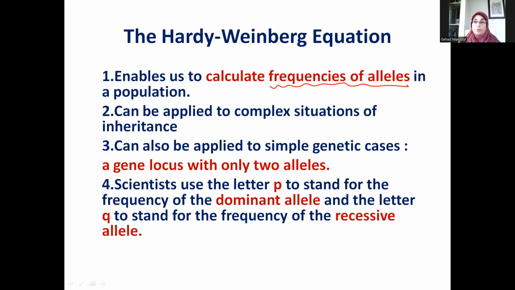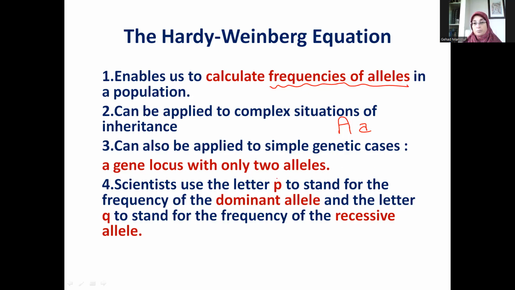And of course, we are going to cover certain simple examples, but it can be applied to rather more complex situations. And it can also be applied to very simple cases when we have 2 alleles, for example, a capital and a small. Now, there are certain rules for being able to use the Hardy-Weinberg equation properly.